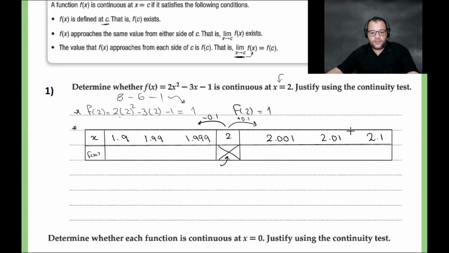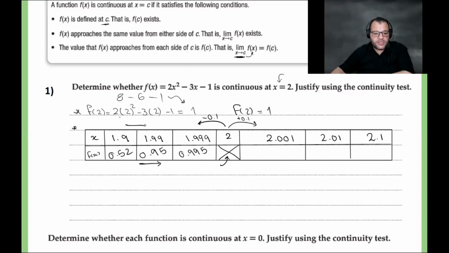By using the calculator, please find the value of f at 1.9. It's 0.52. The next one will be 0.95. The next one? 0.995. Okay.